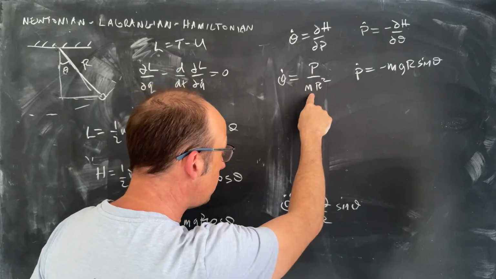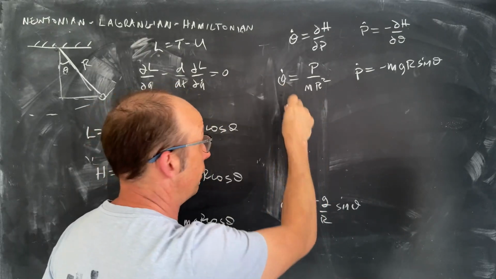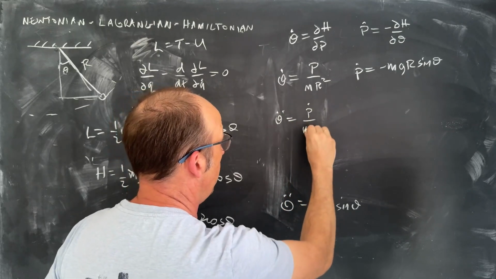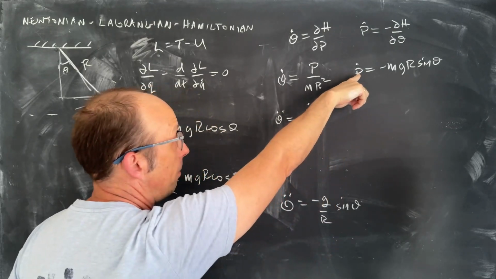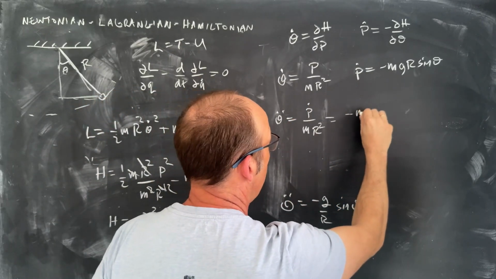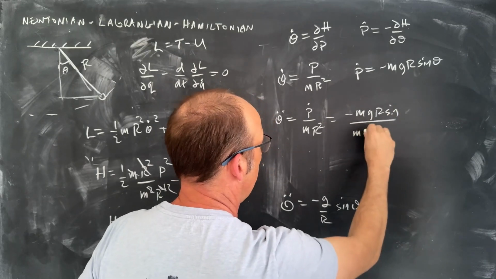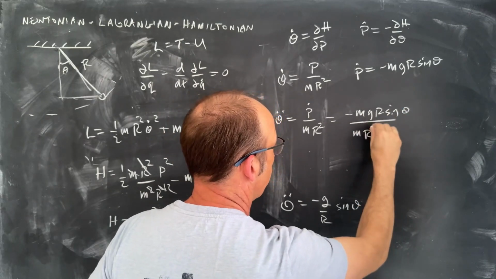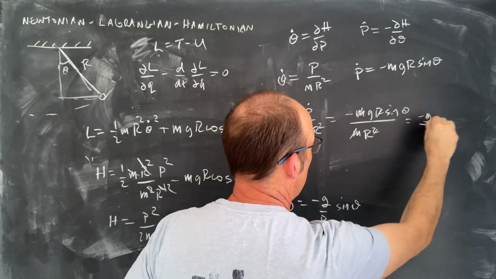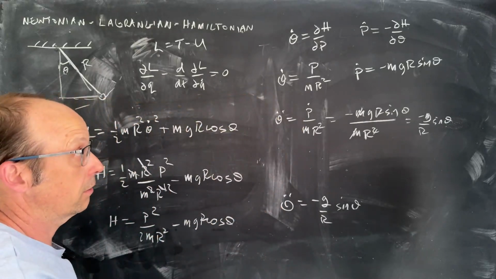Okay, but to show you that it's the same thing, I'm going to take the derivative of both sides of this. So I get theta double dot is equal to p dot over m r squared. Now p dot is that, so I get negative m g r sine theta over m r squared. Mass cancels, that cancels. Negative g over r sine theta. So I get the same equation.